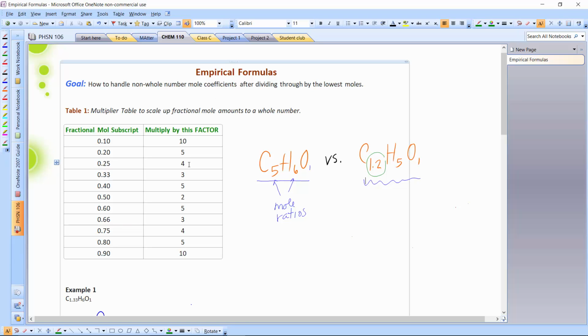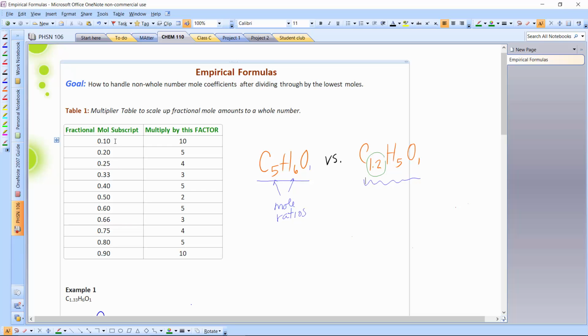Here's the table, table 1 right here. It lets you look at the fractional mole subscript, if you will, and it tells you a factor that you need to multiply. Now, this table is not going to be provided to you on a test, so you need to be familiar enough with it. And one of my suggestions is to assume that your fractional amount is kind of like money, okay? I think of 0.10 as 10 cents, 0.20 is 20 cents, 0.25 is a quarter, okay? How would you scale that up to $1 or to a whole number dollar amount?